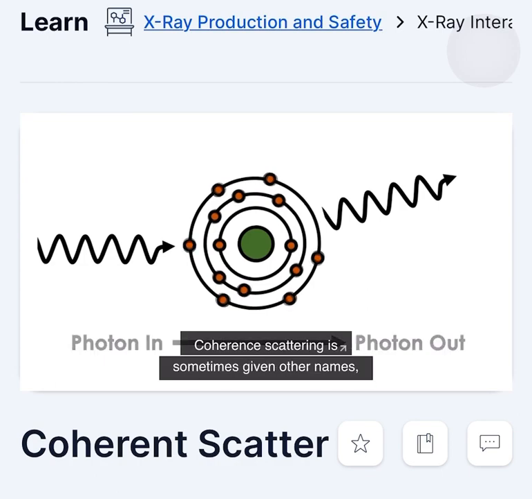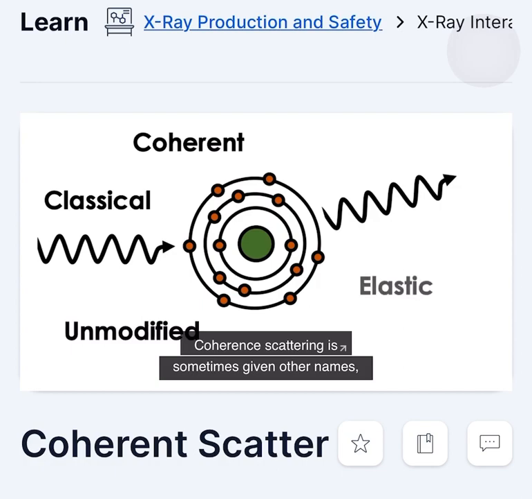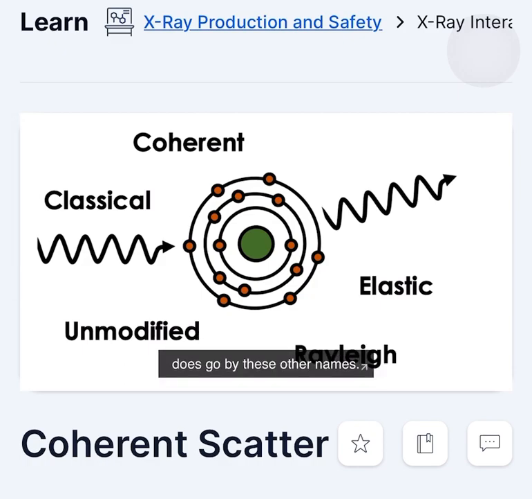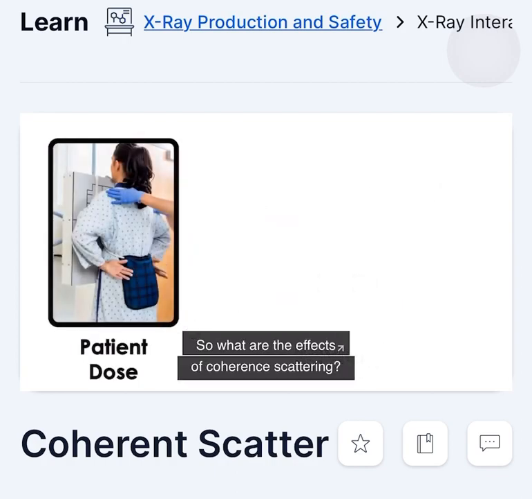Coherent scattering is sometimes given other names, like classical scattering, unmodified scattering, elastic scattering, and Rayleigh scattering. Each of these names are used for different reasons, so just be aware that coherent scattering sometimes does go by these other names. So what are the effects of coherent scattering?